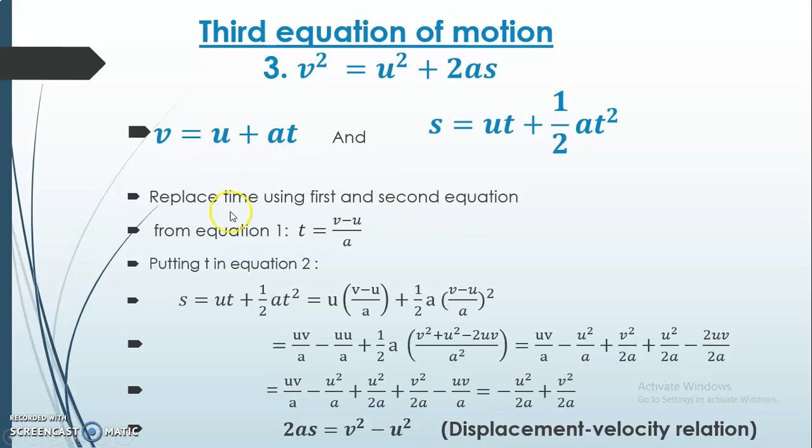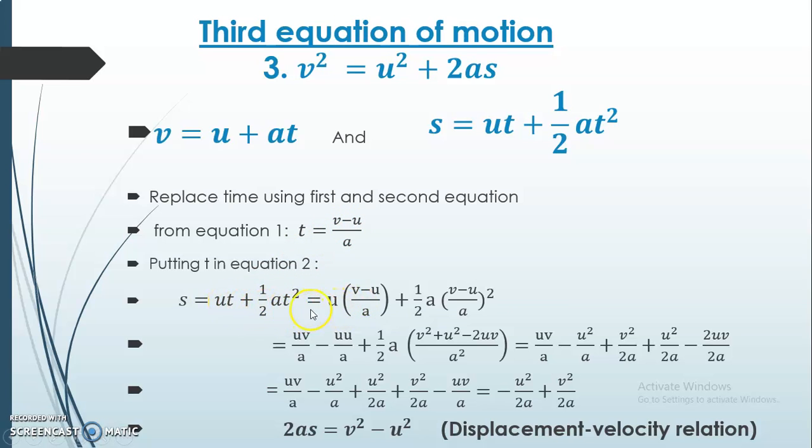First take the first equation. From equation 1, you can say that t is equal to v, you can take this u on that side, it will become v minus u, and then you can take this a down, so it will become v minus u upon a. So this is the time from equation 1. Okay. Now this t we will put in equation number 2. So see this equation number 2. S or displacement is equal to ut plus half at square. So in place of this t, we have to put this v minus u upon a.